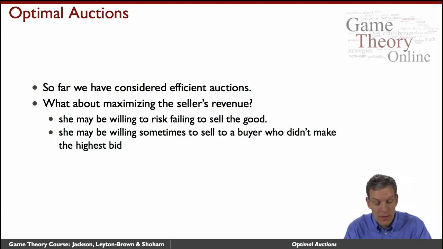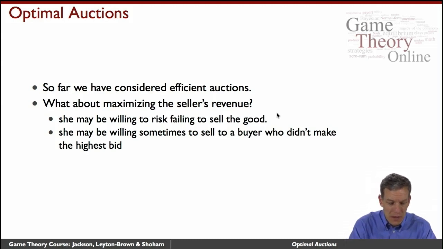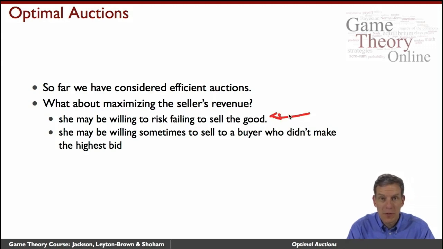And here the idea is that we'll think about a seller designing an auction, and the seller might have incentives not necessarily to always do the efficient thing, but instead to maximize the price that they get, the expected price. So they're interested in maximizing expected revenue. And what does that mean in terms of possible losses in efficiency? It may mean that sometimes the seller doesn't sell the good, so they may risk failing to sell it. They might also even sell to a buyer that doesn't necessarily have the highest bid.